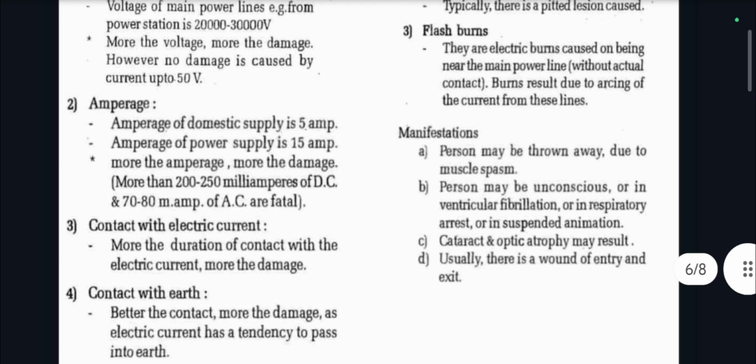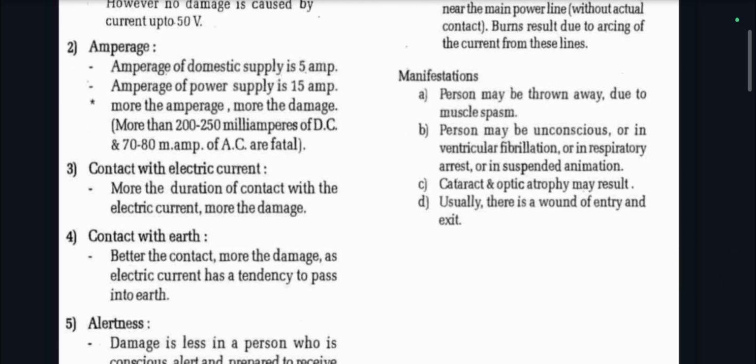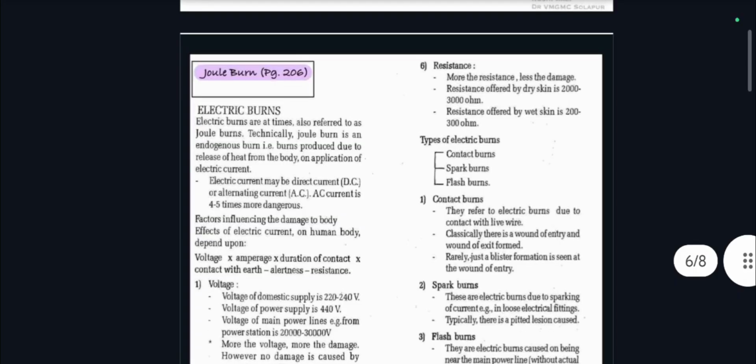Fine. Now what are the manifestations? Person may be thrown away due to muscle spasm. Person may be unconscious or in ventricular fibrillation or in respiratory arrest or in suspended animation. Cataract and optic atrophy may result. Usually there is a wound of entry and wound of exit. So these are the four manifestations regarding joule burns.